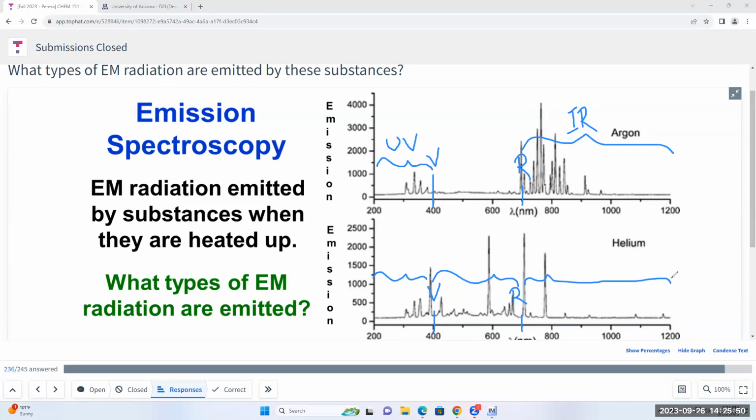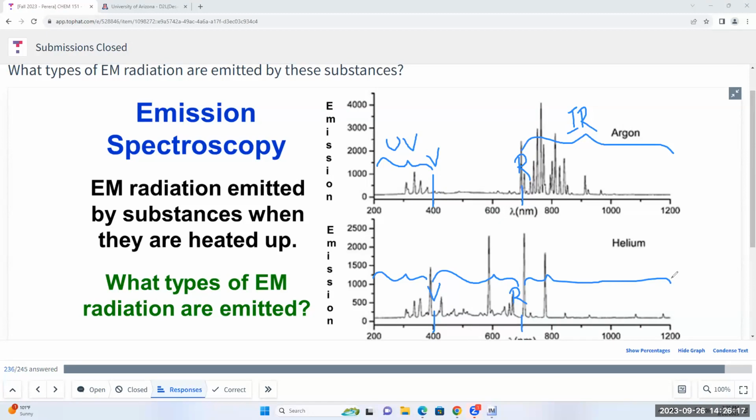Now, any questions so far about this? Yes. For the graphs, it doesn't really matter how tall the peaks are, especially for emission. Yeah, if it is there, it's there. Exactly. Any other questions?